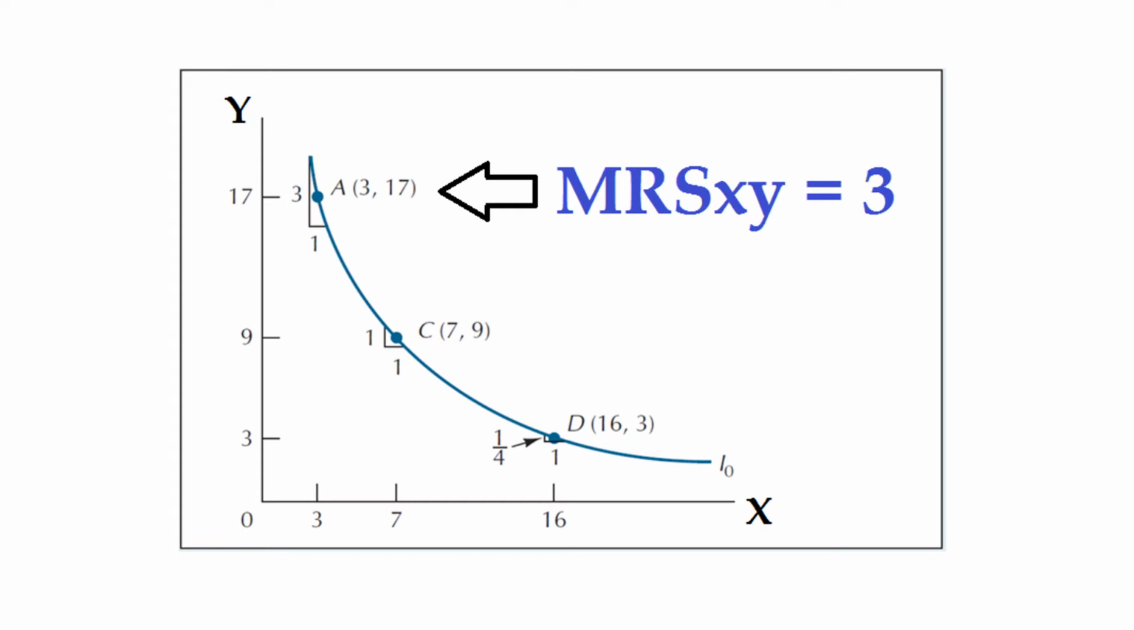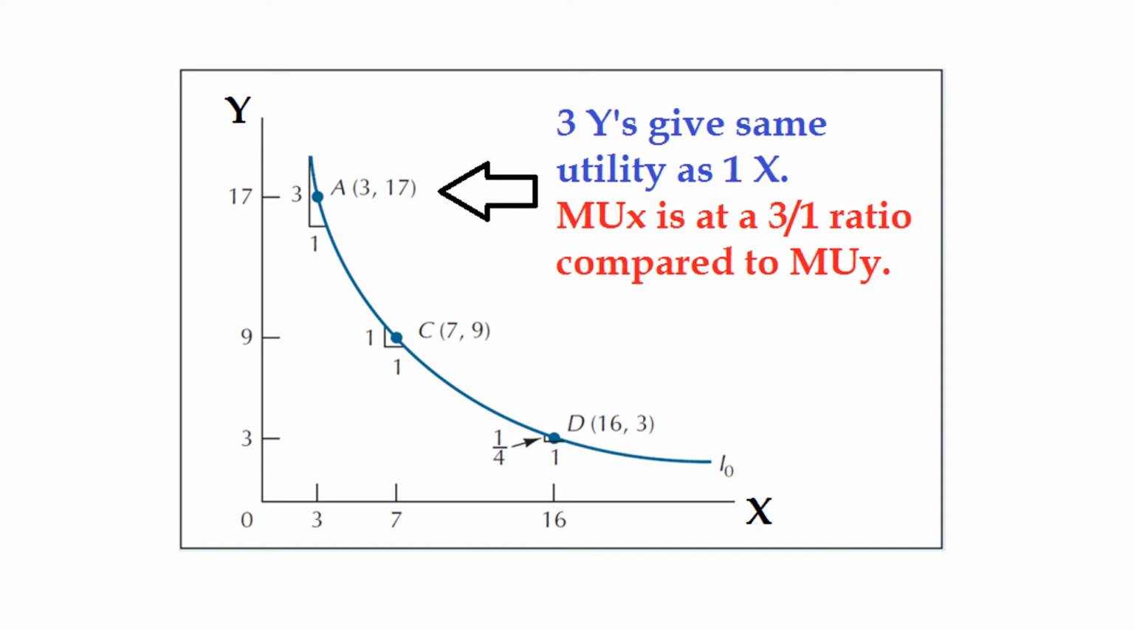What does that do for us for translating us to the equi-marginal principle? Well, at that same point, we could then logic through and say 3 Y's give us the same utility as 1 X, right? It's leaving us indifferent. So the marginal utility of X is at a 3-to-1 ratio when compared to the marginal utility of Y. 3 Y's are giving us the same amount of utility as 1 X. So the marginal utility of X is equal to the utility from 3 Y's that we get at this point.